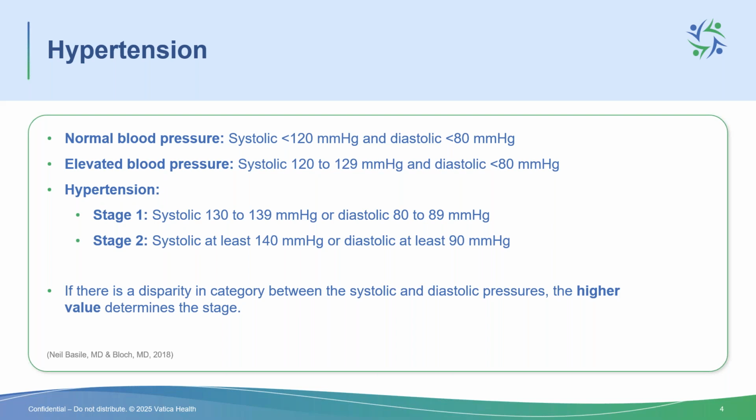In clinical practice, patients who are taking antihypertensives are usually defined as having hypertension regardless of their current blood pressure because it's being treated. So for coding, simply being on an antihypertensive can support the diagnosis, unless there's documentation that states that this medication is not treating hypertension.